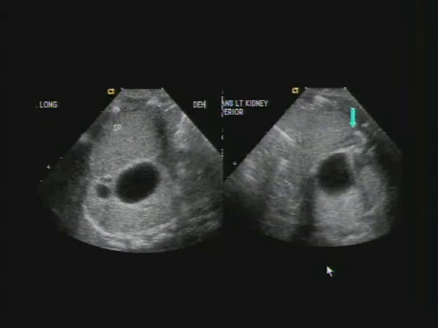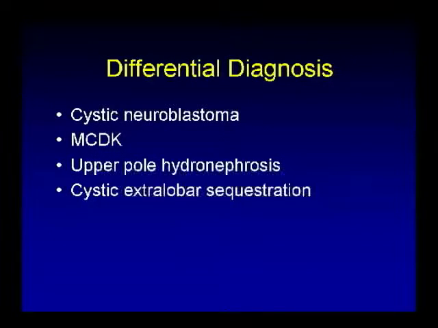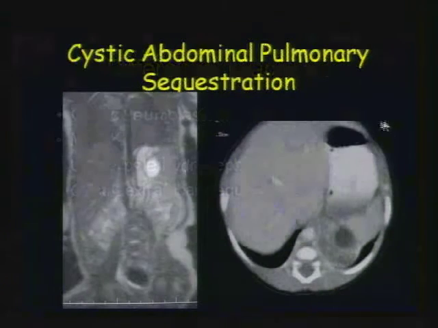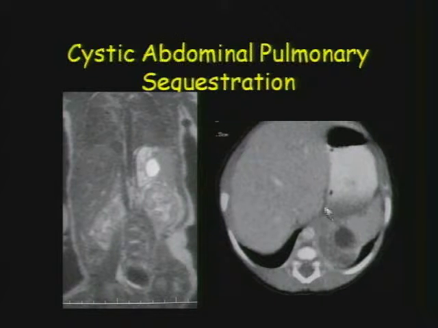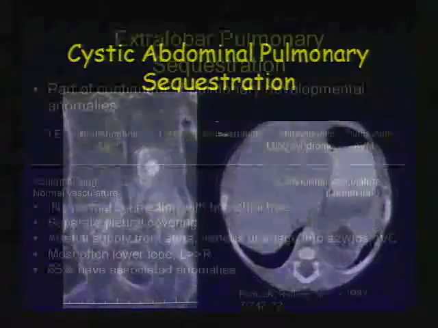Okay, abnormal prenatal exam. Here you can see that there are cystic lesions in the left upper quadrant adjacent to the spleen in this child, but we can see a normal adrenal gland here. The differential diagnosis of cystic left upper quadrant lesions would be a cystic neuroblastoma, a multicystic dysplastic kidney, upper pole hydronephrosis of the left kidney, or a cystic extralobar sequestration. And here on this MR, you can see the cystic and solid mass, and we could not demonstrate the arterial supply. The baby was pretty small, but this turned out to be a cystic abdominal pulmonary sequestration.